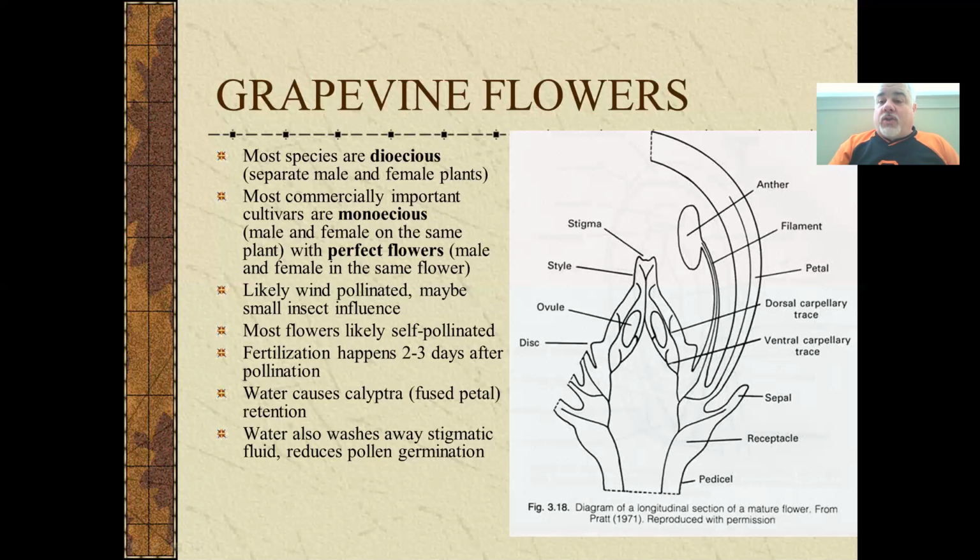So water, either through sprinklers or rain, is a bad thing during flowering because it causes problems with the fused petals called the calyptra, and it causes problems with washing away the pollen. And so you end up getting lower fertilization, lower pollination, and a reduction in your yields. And it can be very severe if you have a bad rain event right at the wrong time. You can have some pretty sparse looking clusters.